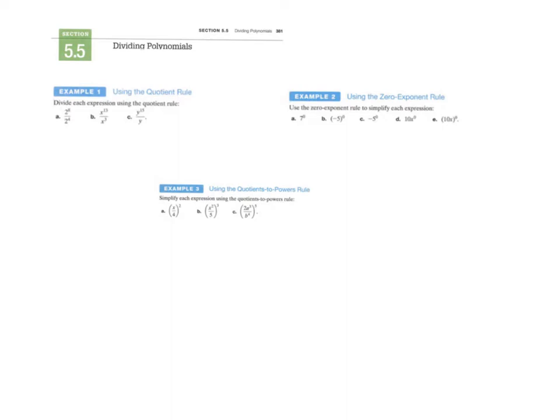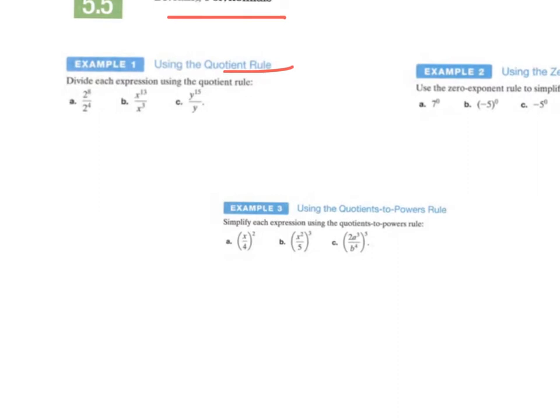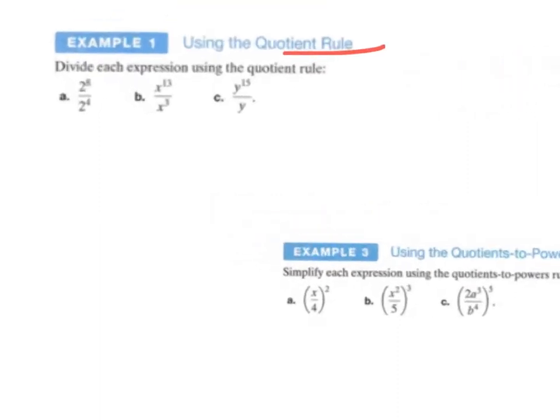Today we're going to divide polynomials, and to divide polynomials we're just going to use what's called the quotient rule, which simply means subtract exponents instead of adding them, like in multiplication. So if I have 2 to the 8th over 2 to the 4th, I'm going to subtract the exponents, so I'm going to get 2 to the 4th, which, because these are numbers, I can actually evaluate, and the answer is 16.